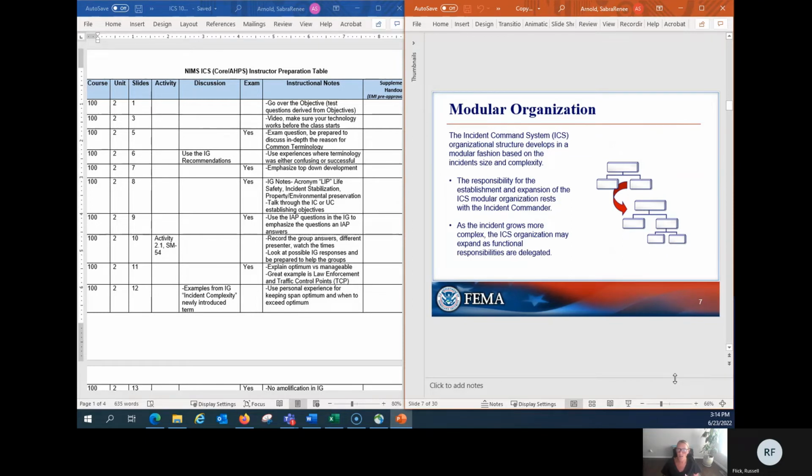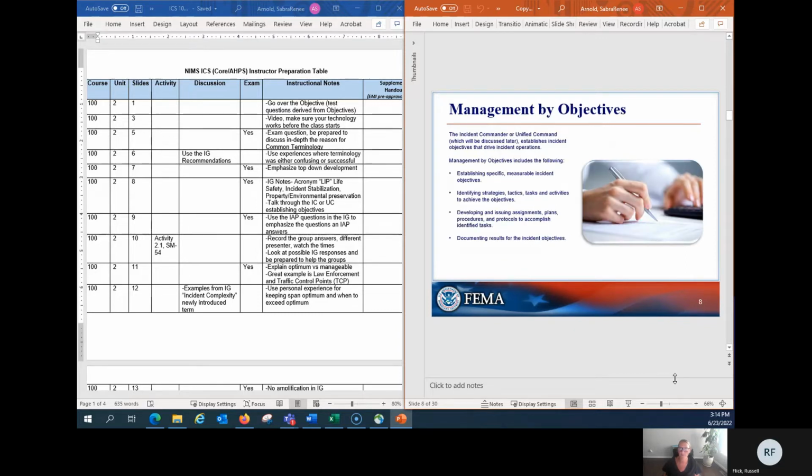So we're really making sure that we explain and emphasize that top-down development when we're talking about modular organization. Another exam question comes off of slide 8, and this is a good time to bring up the acronym LIP, which is Life Safety, Incident Stabilization, Property and Environmental Preservation. We also want to talk through the Incident Command or Unified Command establishing objectives when we're on this slide. This could be their first introduction to that.